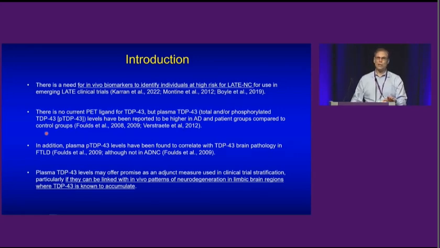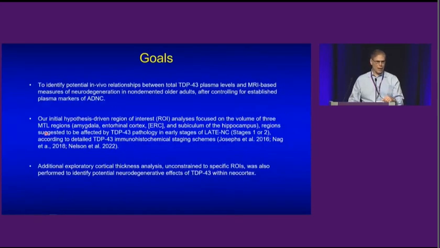So basically, we're starting here with the premise that if plasma TDP-43, and we're looking at total plasma TDP-43 here, is valid, it should be correlated with neurodegeneration in regions of the brain that we know are associated with early signs of LATE, namely limbic regions. Okay, so the goals here were really to identify the neurodegenerative correlates of plasma TDP-43 using MRI.